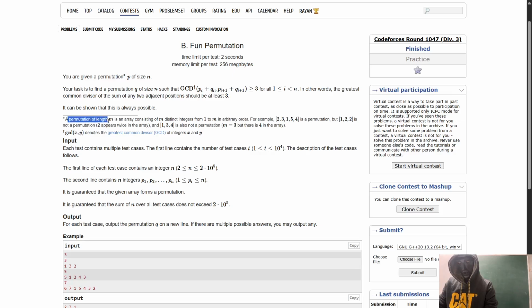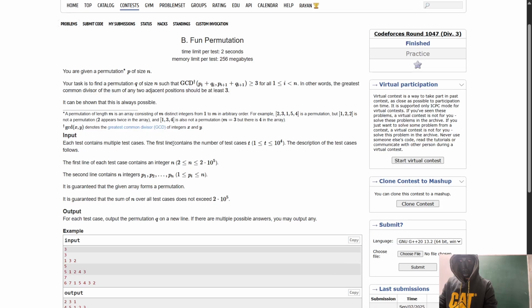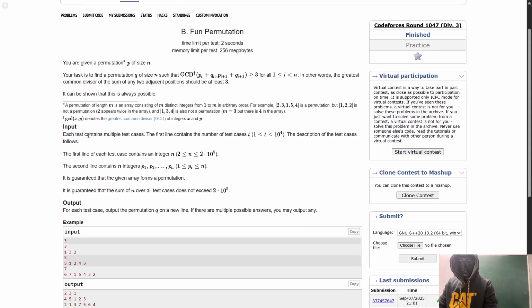A permutation of length m is an array consisting of m distinct integers from 1 to m in arbitrary order. For example, 2 3 1 5 4 is a permutation, but 1 2 2 is not a permutation because 2 appears twice in the array, and 1 3 4 is also not a permutation because m is equal to 3 but 4 is in the array. GCD of x, y denotes the greatest common divisor of integers x and y. I think you guys know what GCD is. Even if you don't know, don't worry, I'll be telling you.